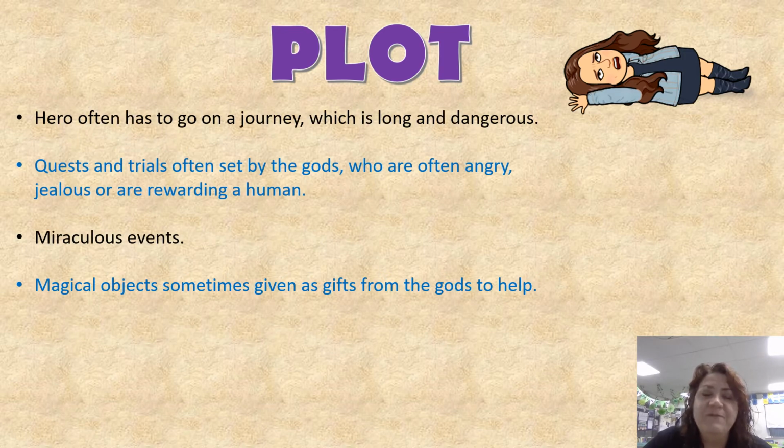Also in the plot, quite often the hero would have to go on some kind of journey. Normally that would be long and dangerous, quite often would involve a boat, as we've already said, because of all the islands and all the sea. So there'd often be some sort of journey, quite often trials and quests. Think Heracles and his 10 tasks. Remember, it's Heracles when we talk about him in the Greek sense. Hercules is actually Roman. Disney got that wrong. So it's actually Heracles we talk about when we talk about the Greek version.